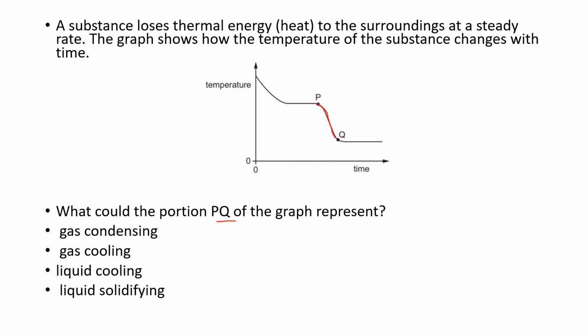What is that? This is liquid cooling. See here, it is gas with decreasing temperature. This temperature is decreasing from here to here. The phase transfer is taking place, that is, gas is converting to liquid. Then from P to Q, the liquid is again cooling. That portion we have to find out. PQ is liquid cooling.